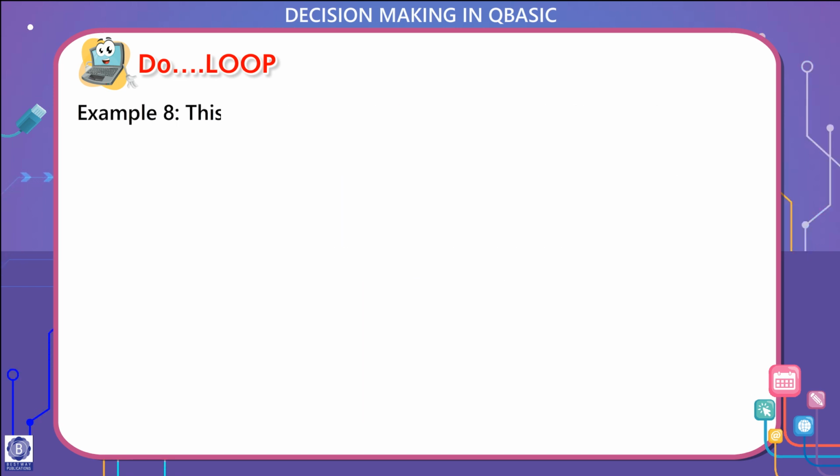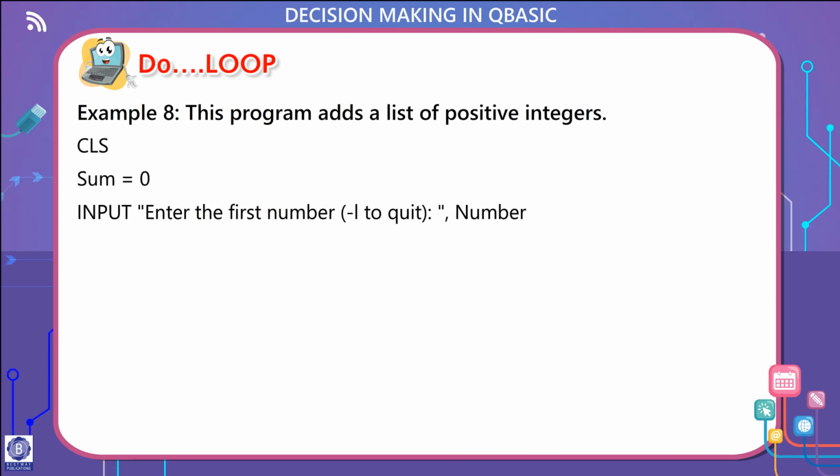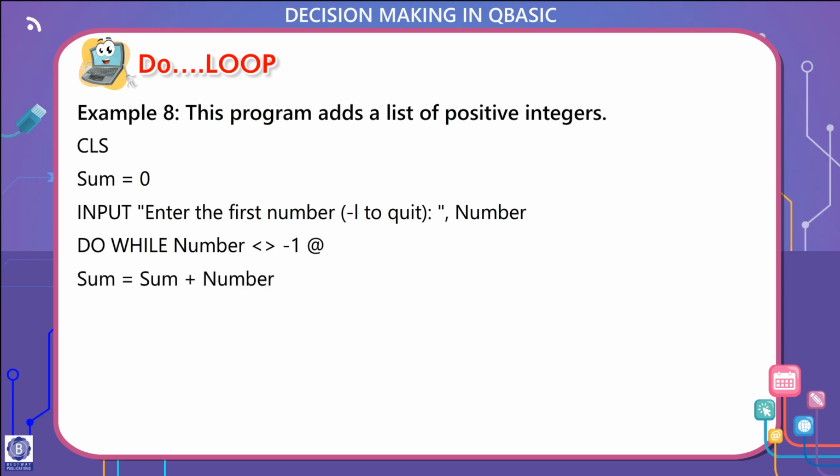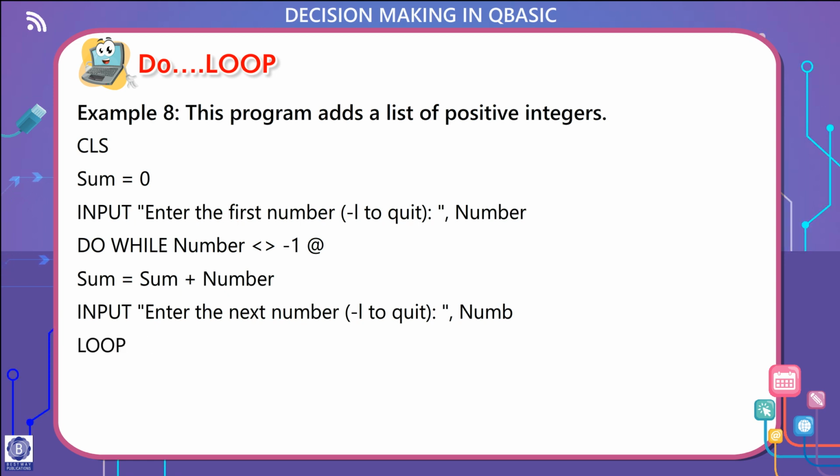Example 8. This program adds a list of positive integers. CLS, sum = 0. Input "Enter the first number, -1 to quit", number. Do While number <> -1, sum = sum + number, Input "Enter the next number, -1 to quit", number. Loop. Print "The sum is"; sum. End.